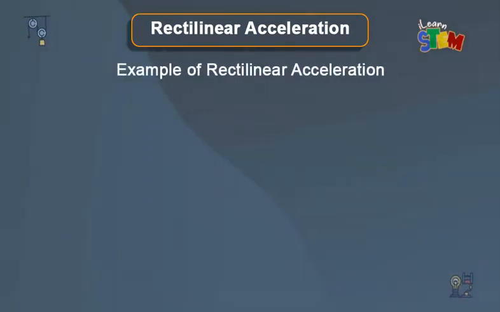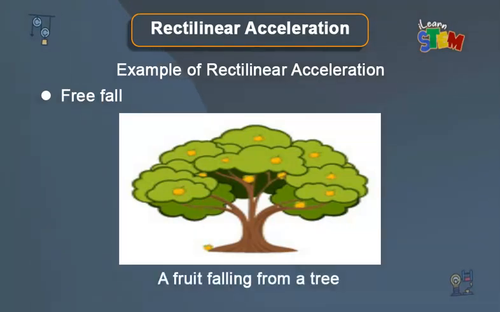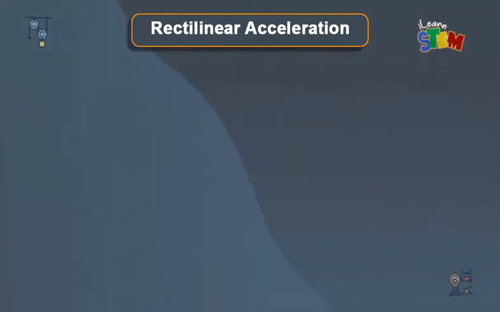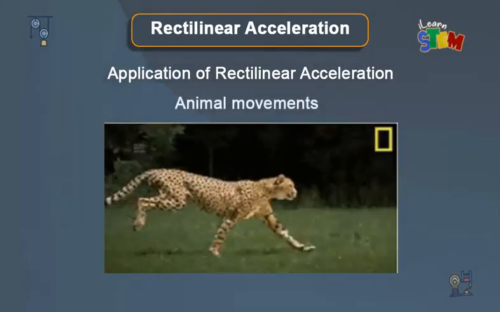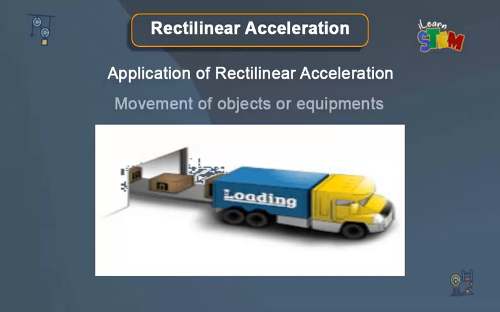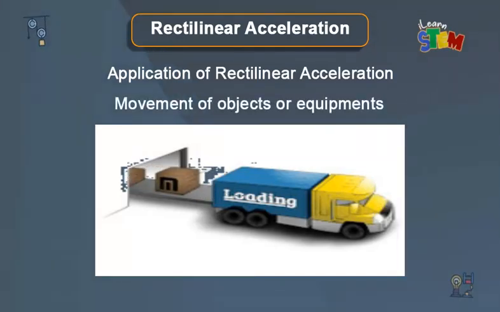An example of rectilinear acceleration is free fall. An object falling under the force of gravity, like a fruit falling from a tree. Rectilinear acceleration can be observed in various applications such as transportation, animal movements, the movement of objects and equipment.